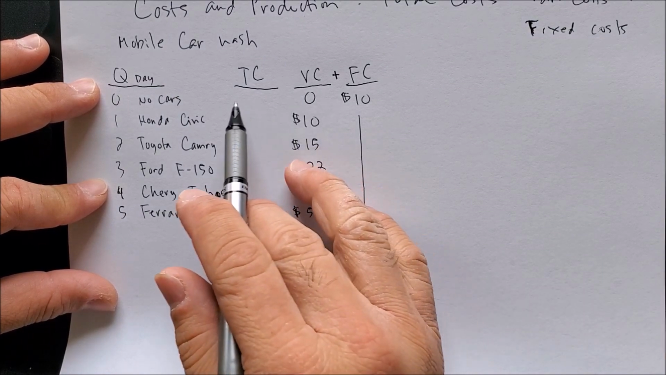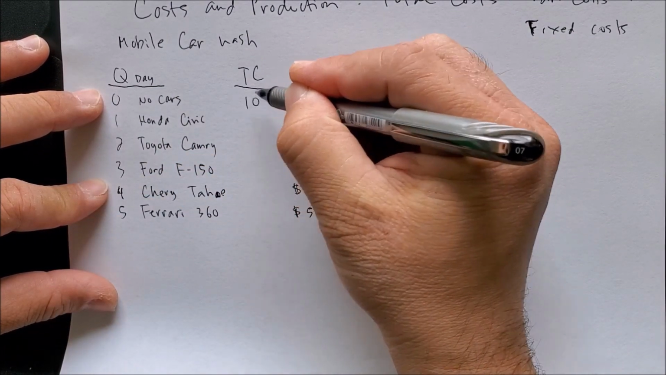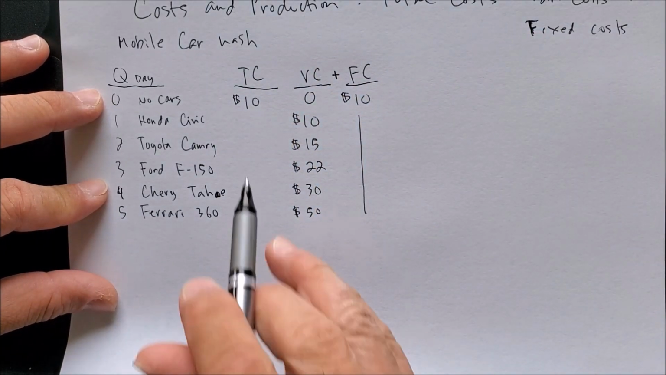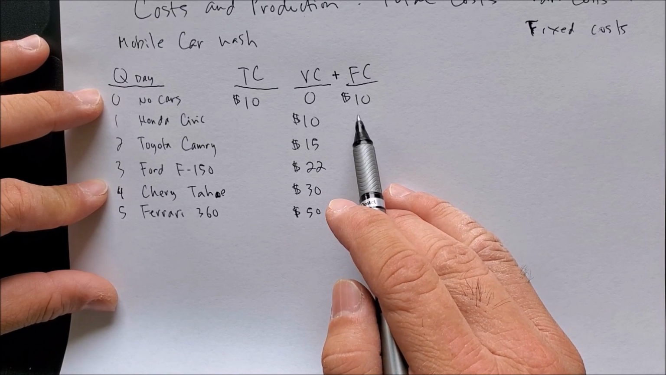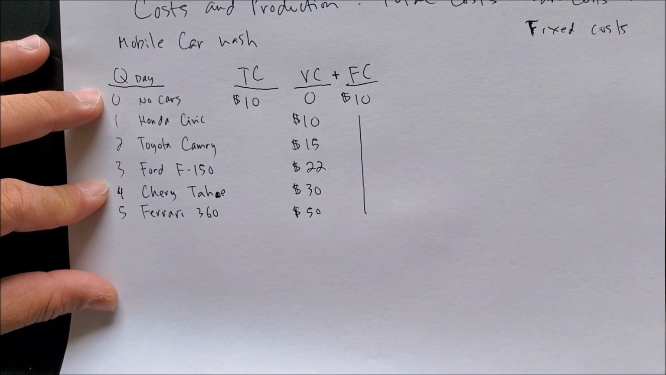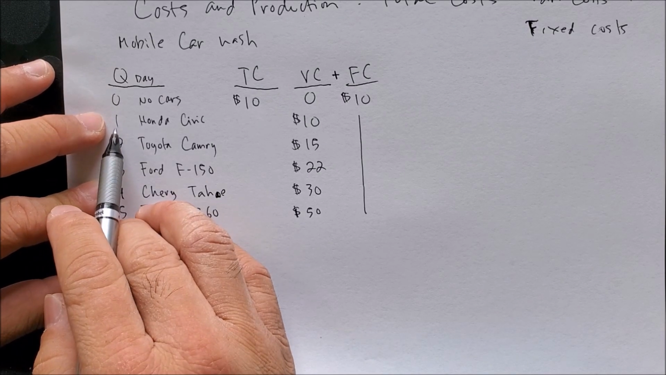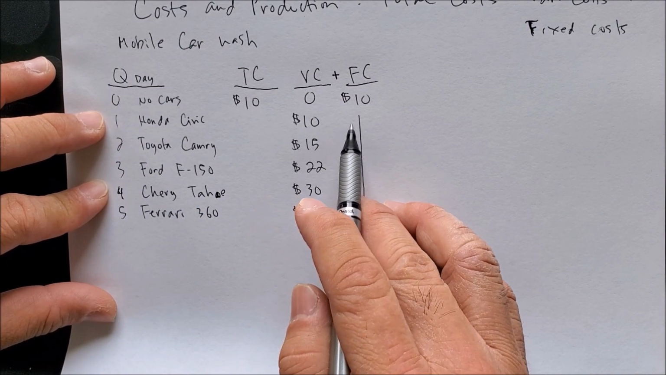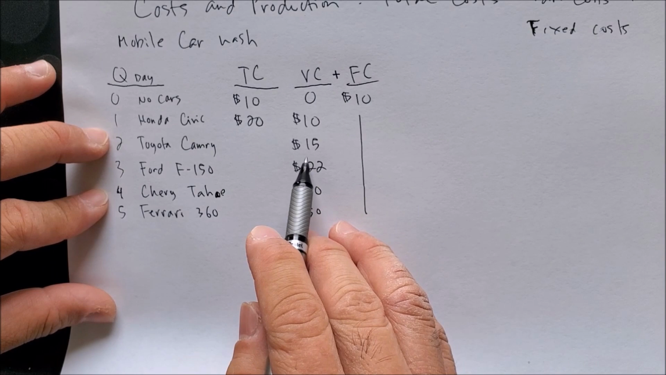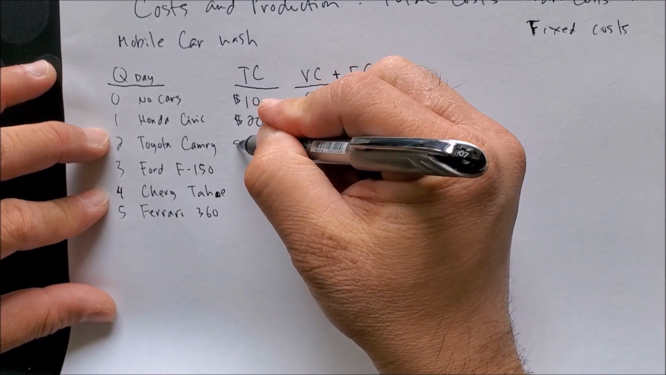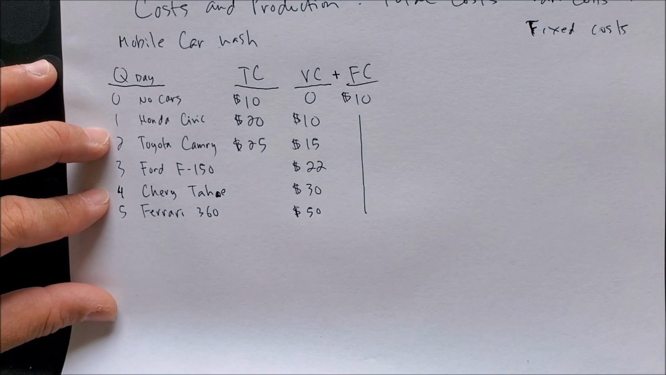So when we add for quantity zero, we get $10. And this makes sense, because if you wash zero cars, you're still going to have to pay the per day lease of the van. So fixed costs at $10 per day, you need to pay that regardless of whether you wash a vehicle or not. Now, as we go to one vehicle, we can see $10 plus $10 becomes $20. With the second vehicle, a Camry, $15 plus $10 gives us $25 for total costs.